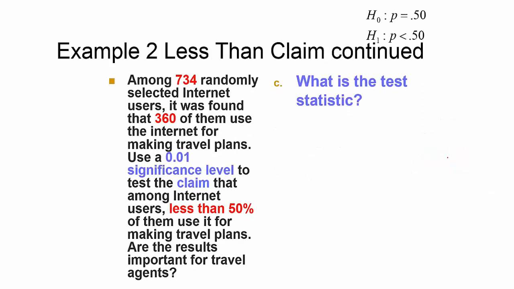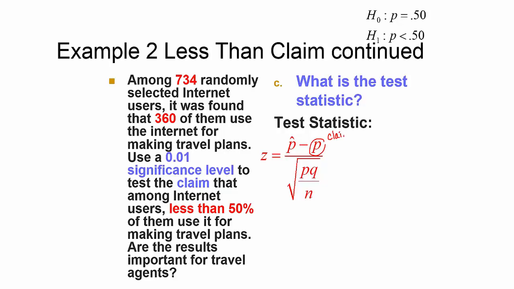Okay, so now let's find the test statistic. The formula is z equals p hat minus p divided by the square root of p times q divided by n. Now the p that's here is the claim. And so my claim and my hypotheses use 0.5. And that is going to be the same value p that's used under the radical. Q is 1 minus p, so Q is 1 minus 0.5, which gives you 0.5. So p and q are both 0.5.